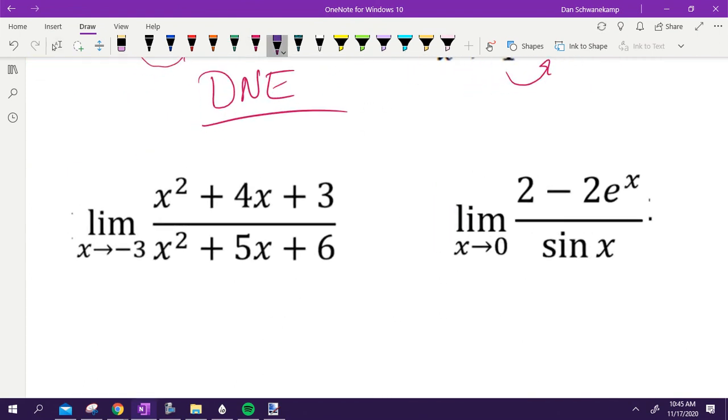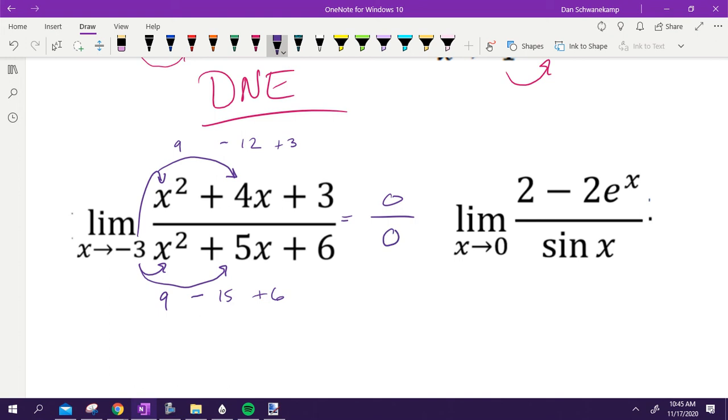Keep rolling here. We're doing the next one. We're taking -3. I am plugging it in. On top, I plug in -3. I get 9 minus 12 plus 3. I get 0. I take -3 on bottom, I plug it in. I get 9 minus 15 plus 6. It gets me 0. I get 0 over 0.